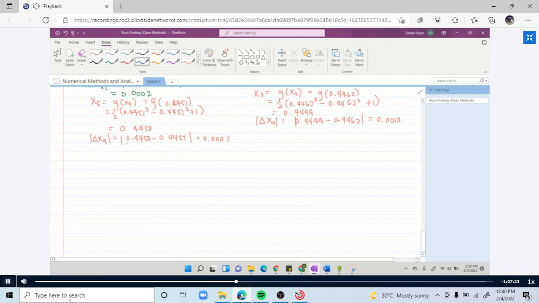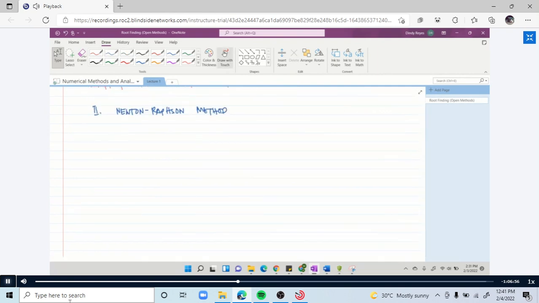Second is yung what we call second open method, Newton-Raphson method. Newton-Raphson method naman uses derivatives in the formula. Kasi it's like this eh.